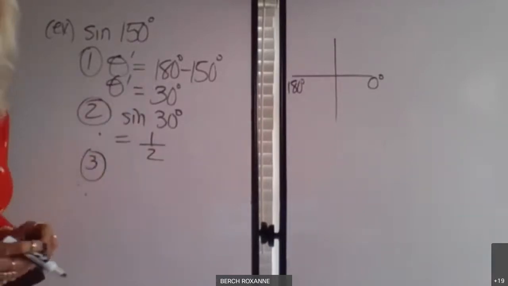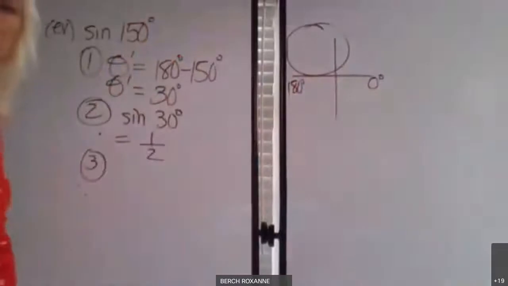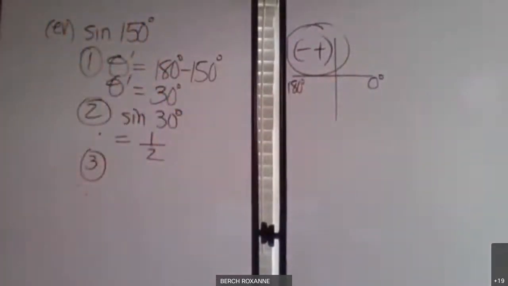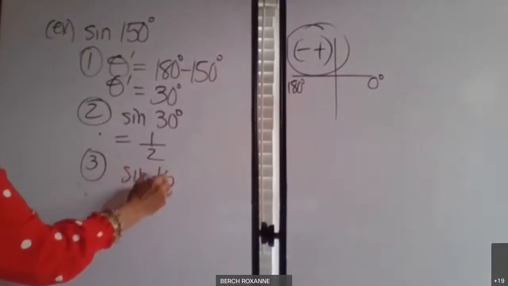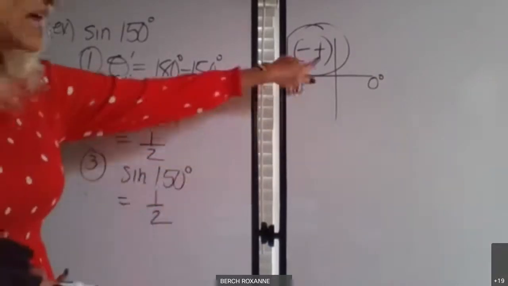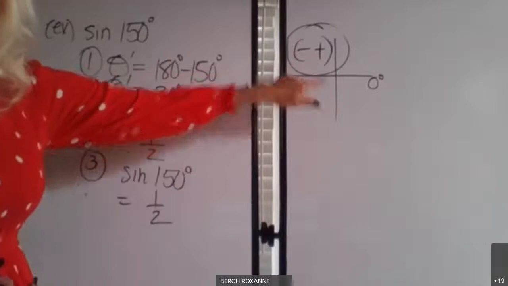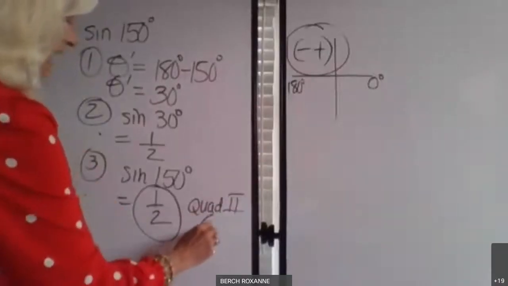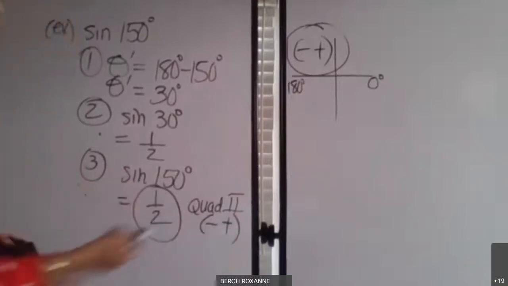So now we already figured this out, that this angle is in the second quadrant, right? So what are the signs in the second quadrant? Aren't they negative, positive? So when we find the sine of the actual angle, we know the answer is 1/2, but is it positive or negative? Look at the signs. Positive. The y value is positive. Remember, cosine is x, sine is y, tangent is y over x, right?